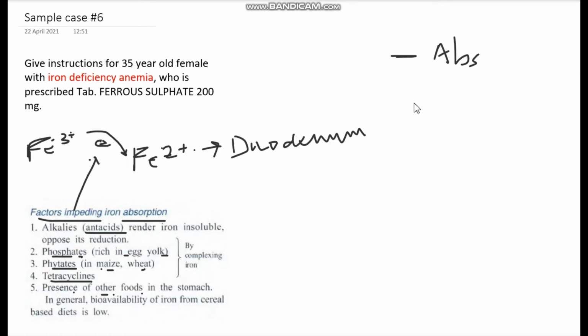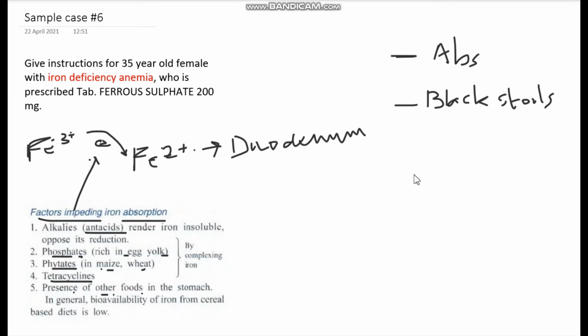The second thing is that at any time, not the entire dose of ferrous sulfate is going to be absorbed. Some amount will be lost in the stools, and this will appear as black stools. So the patient has to be informed that yes, you might notice black stools, but that is not a point to worry upon. It will get normalized once the treatment is over, and it is completely normal.